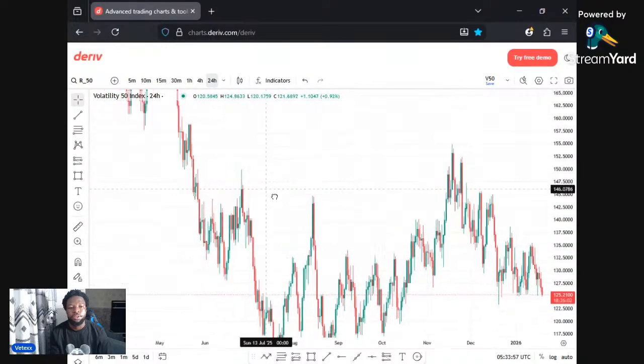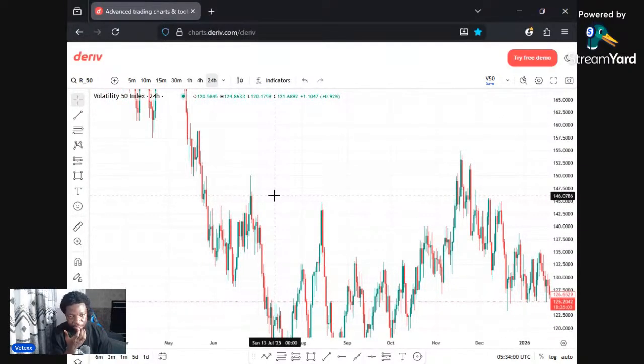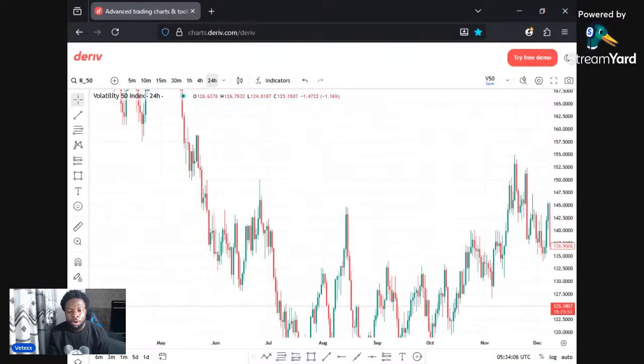On the weekly time frame, it is on a bearish trend. On the 24-hour time frame, price is respecting our structure. So clearly you can see there is a sweep of liquidity here. It is the transactional liquidity, used for what? Used for correction.